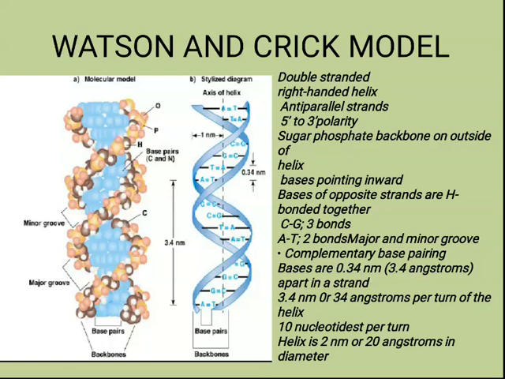In DNA, bases are 0.34 nanometer apart in a strand, and 3.4 nanometer or 34 angstrom per turn of the helix. In one complete helix, there are 10 nucleotides present. So that means in the helix, two nucleotides are at a distance of 0.34 nanometer. And the total diameter of the helix is just 2 nanometer or 20 angstroms.